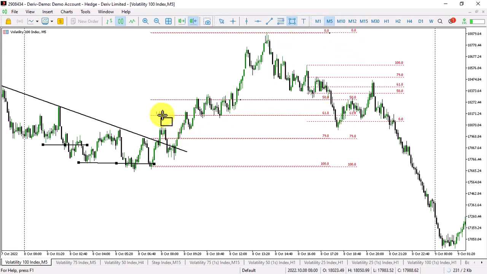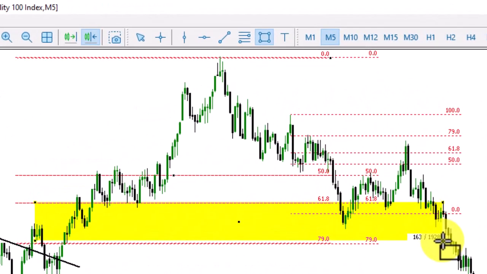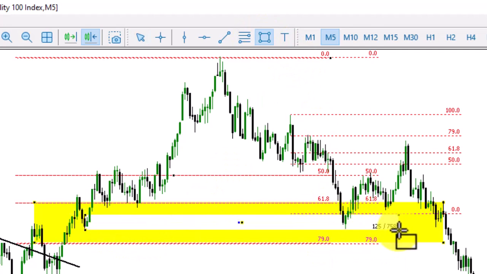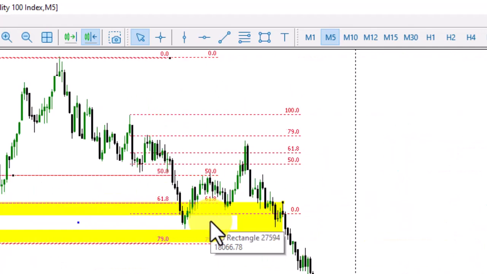Even if price is not going that direction in terms of trend, you are going to see some reactions between the 61.8 and the 79 area. If you look closely, you can see that we also have an order block inside that area. So what you could have done is you could have considered the OB inside the yellow zone again.